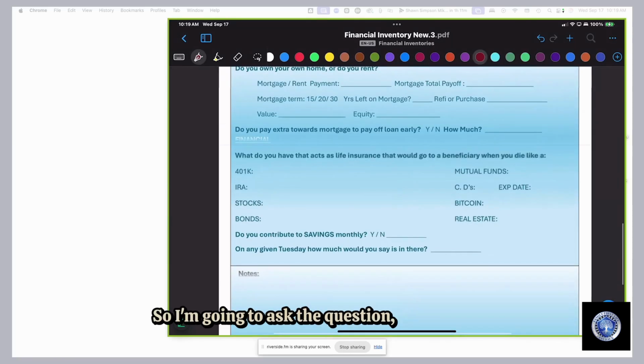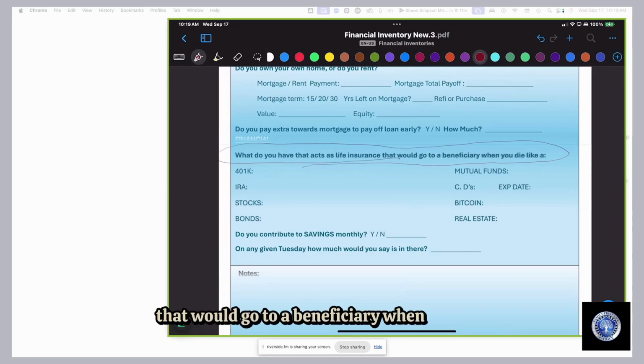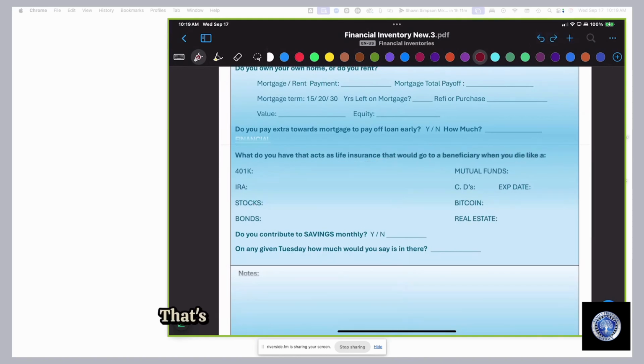So I'm going to ask the question, what do you have that acts as life insurance right now that would go to a beneficiary when you die, like an investment type product, like 401ks, IRAs, stocks, bonds, mutual funds, any CDs, any Bitcoin, real estate, anything like that? No, I don't have anything like that. Okay. And so I'm assuming that's one of the reasons why you're on the call with me?